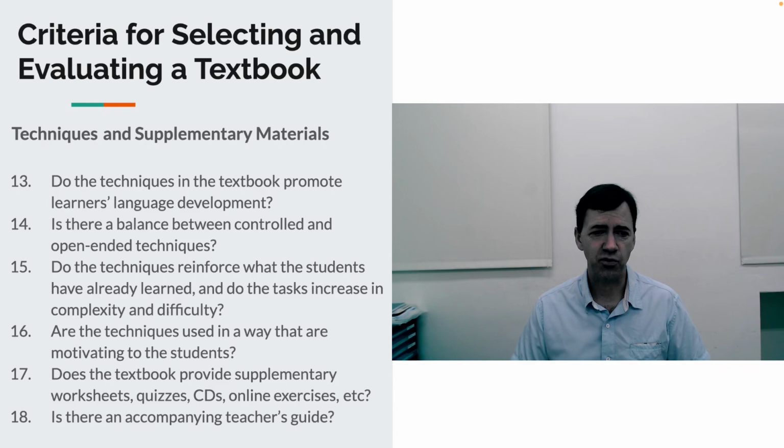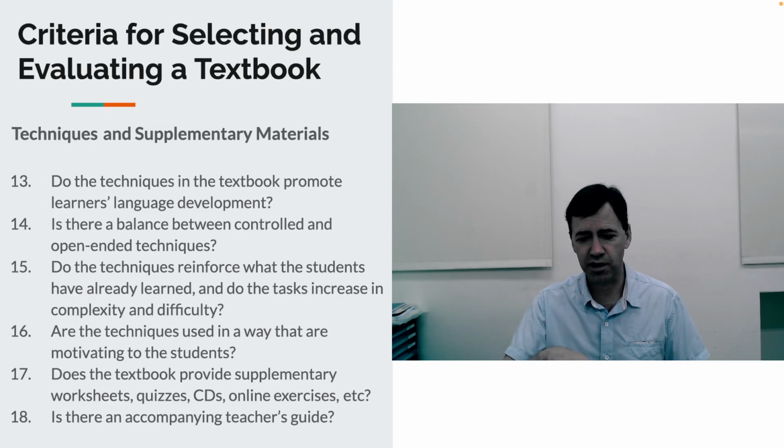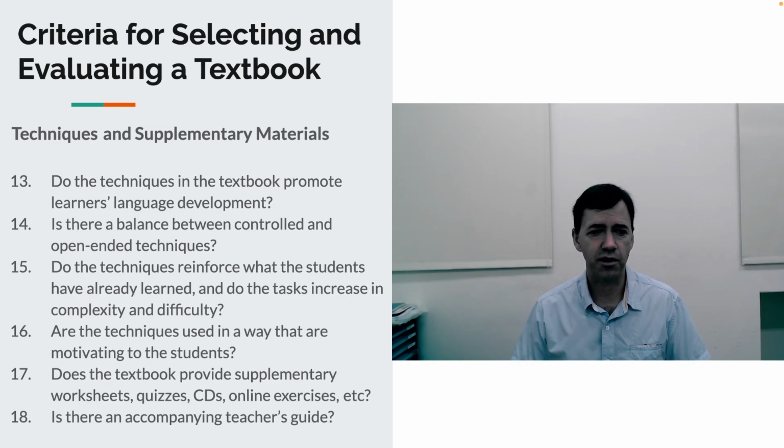Is there a balance between controlled and open-ended techniques? It's really nice if you get a textbook that does that for you so you don't have to redesign the whole course yourself. Do the techniques reinforce what the students have already learned? And do the tasks increase in complexity and difficulty? So you want it to get progressively more difficult.